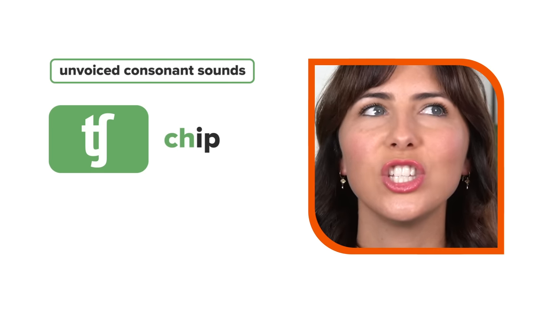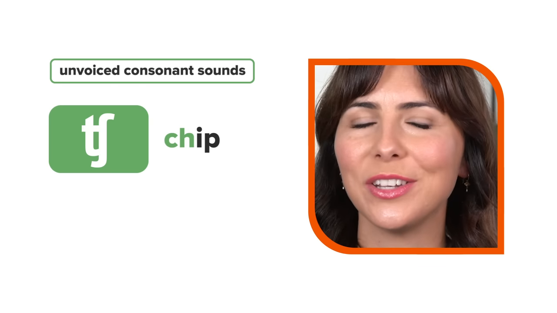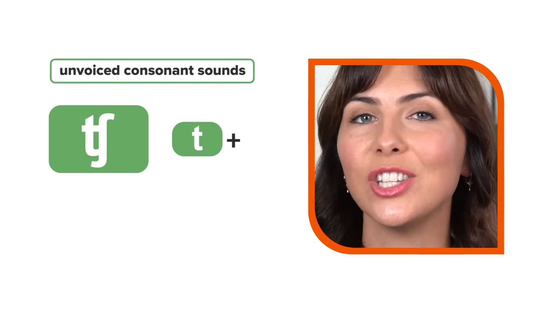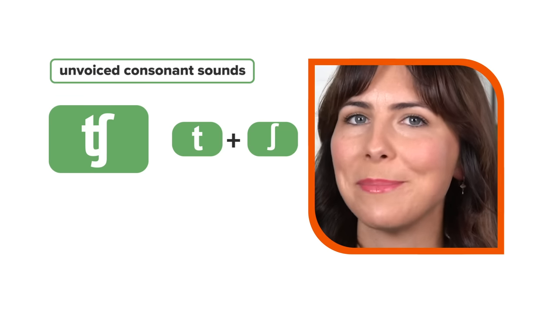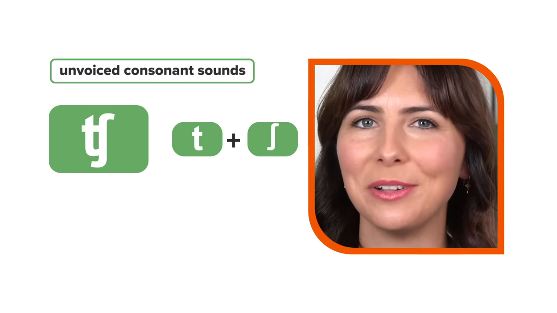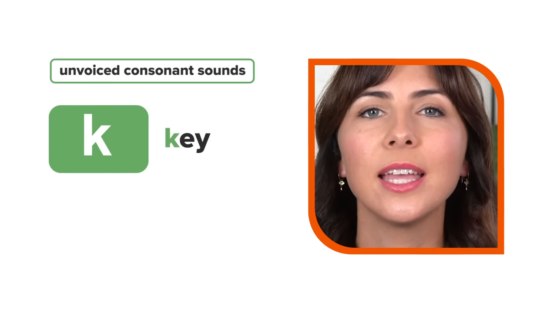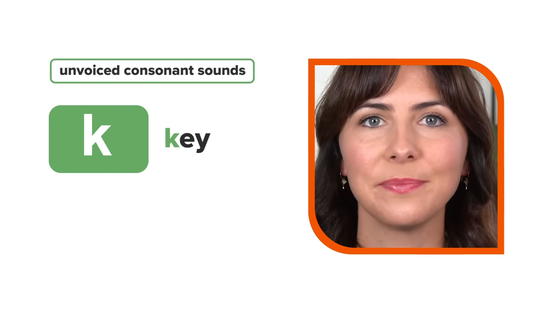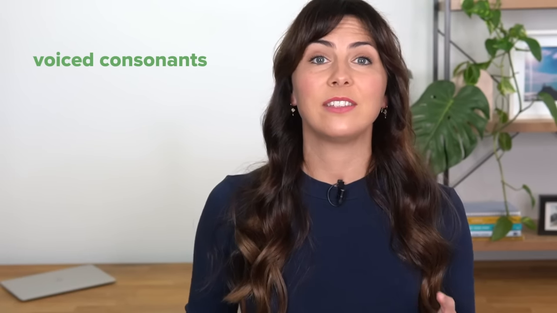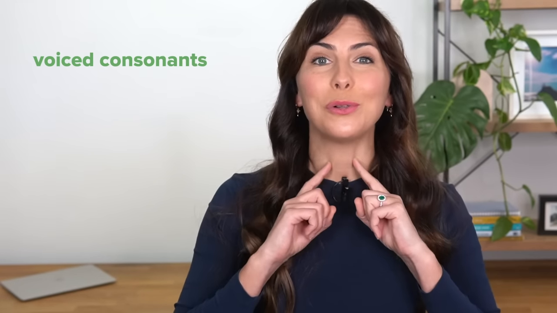That sound, ch, is a combination of the t and sh. Remember that when you're looking for this symbol. Ch. K. Key. Voiced consonant sounds are made using your vocal cords.